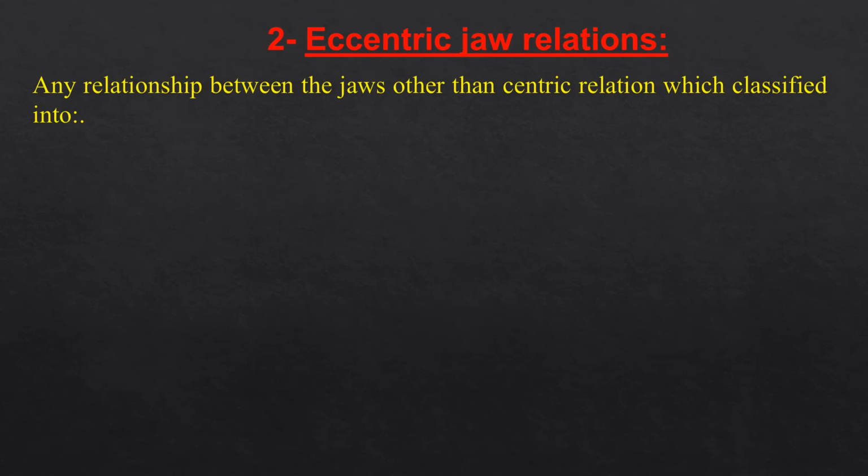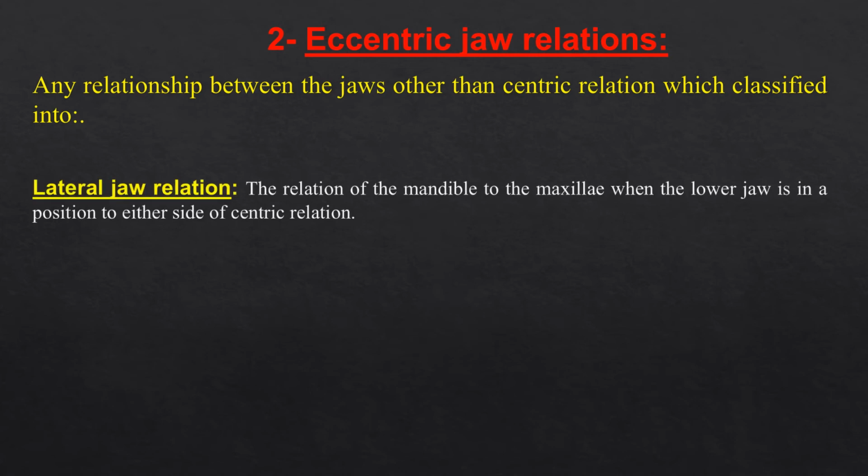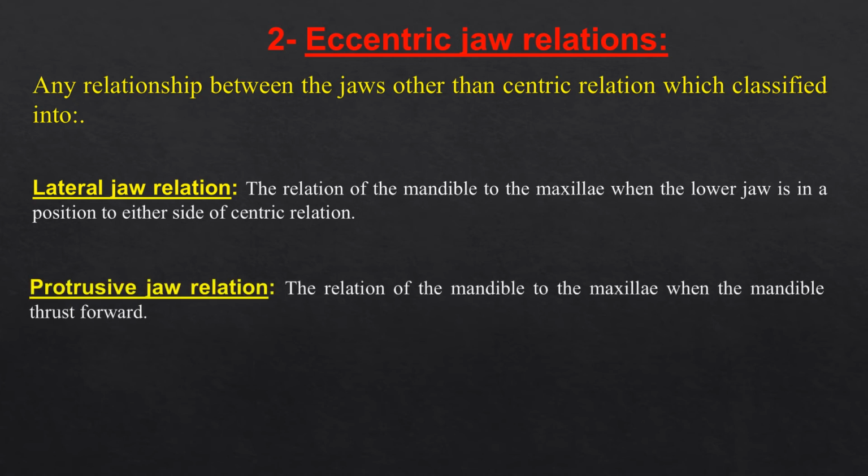Eccentric jaw relation. Any relationship between the jaws other than centric relation, which is classified into lateral jaw relation: the relation of the mandible to the maxilla when the lower jaw is in opposition to either side of centric relation. Protrusive jaw relation: the relation of the mandible to the maxilla when the mandible thrusts forward.